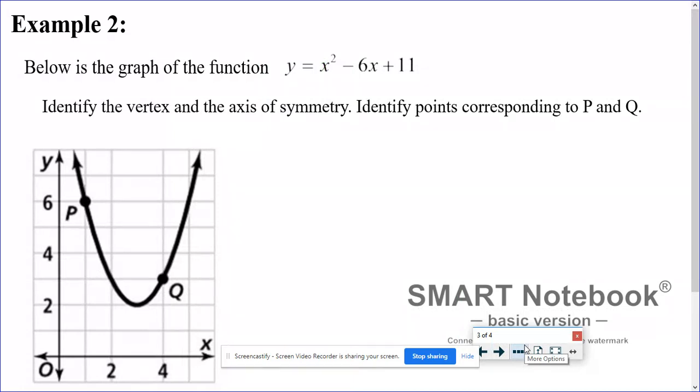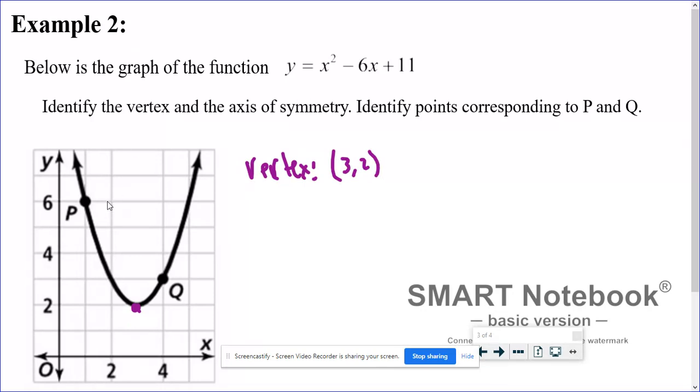All right, below is the graph of the function y equals x squared minus 6x plus 11. You're going to identify the vertex and the axis of symmetry, and identify points corresponding to P and Q. So the first thing is the vertex. The vertex is basically the bottom, right? In this case, it's the bottom. If it was opening the other way, it would be the top. The ordered pair there appears to be, if that's halfway between 2 and 4, 3. So the vertex appears to be here at (3, 2).